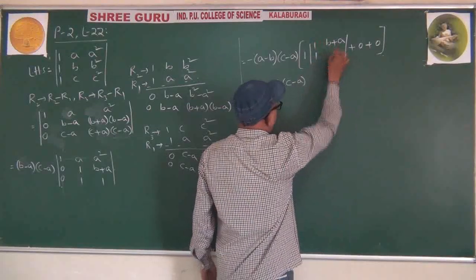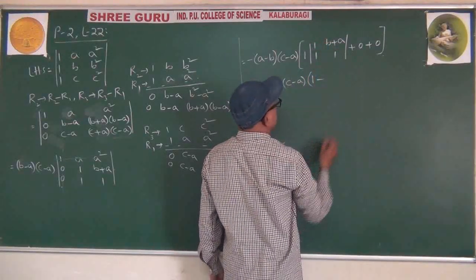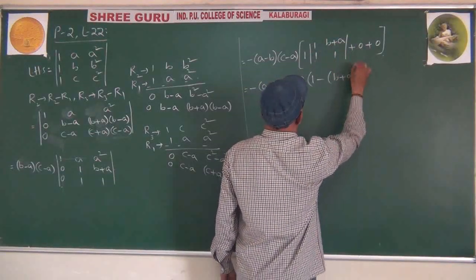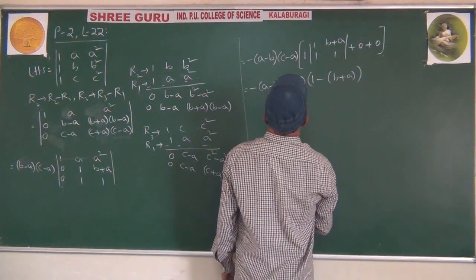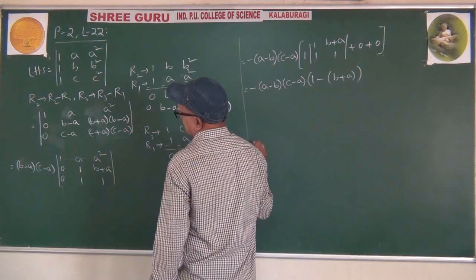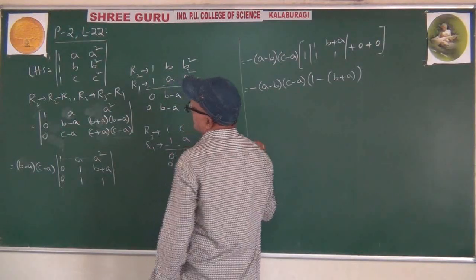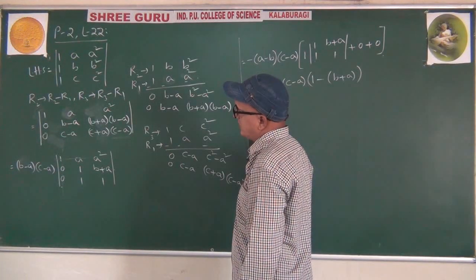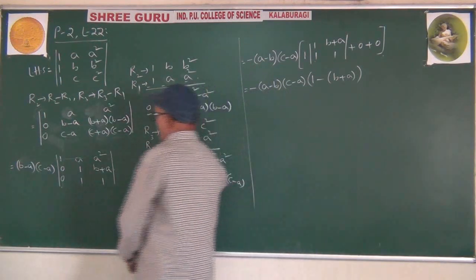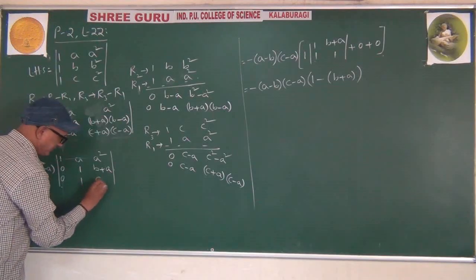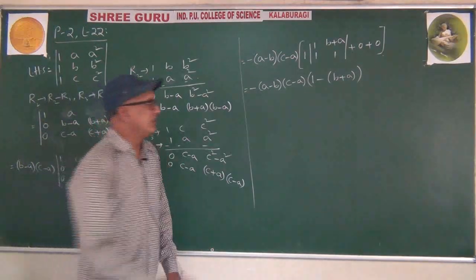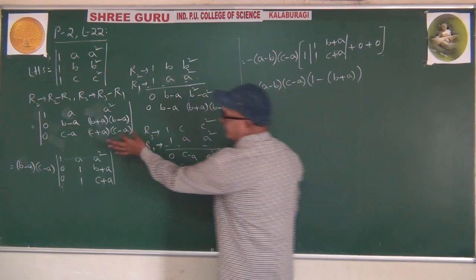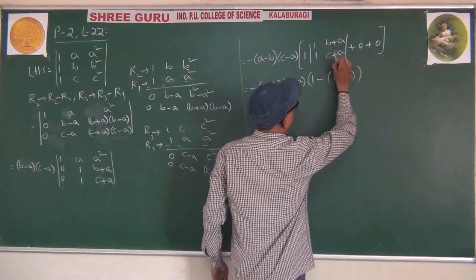Expand this determinant. 1 into 1 minus 1 into B plus C. R2 minus R1: B minus C, B square minus A square, C minus A, C square minus A square. Next operation, B minus A common, B plus A; C minus A common, C plus A, C plus A, right?